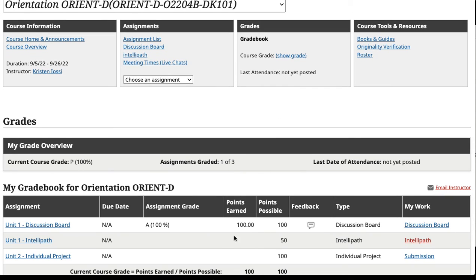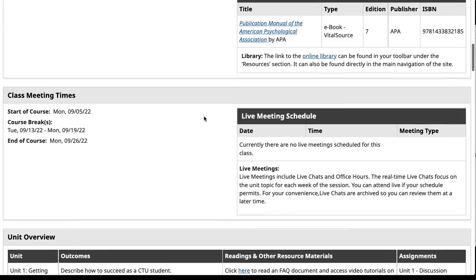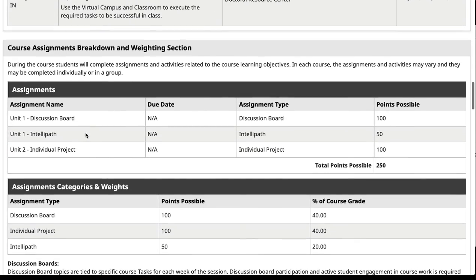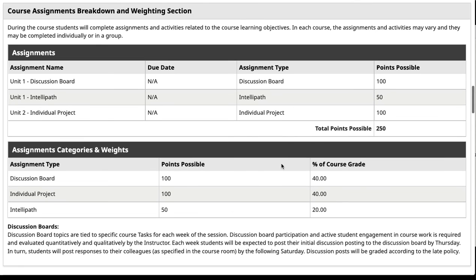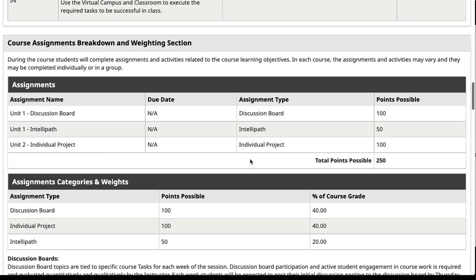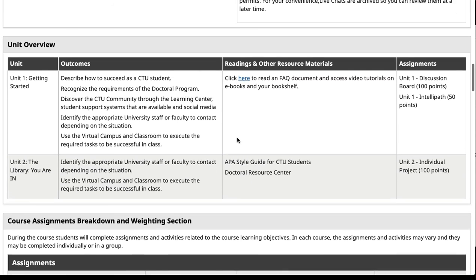And you can always go, of course, to the gradebook, or you can also go over here to the course overview. And when you scroll down in that course overview, it always gives you this assignment list and how many points are out there and how much of your grade they account for. So you can solve it if you need to.